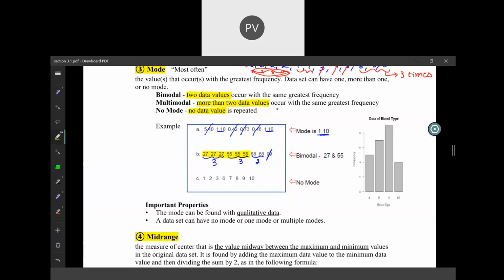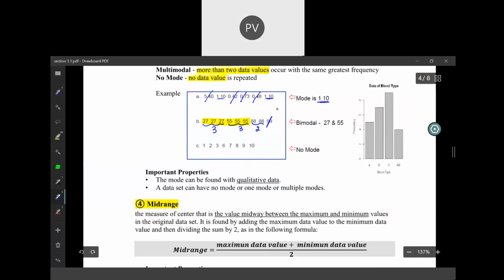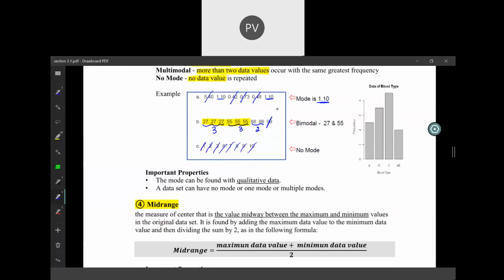Next example. 1 is not repeated, 2 not repeated, 3, 6, 7, 8, 9, 10. These values are not repeated. So we call that no mode. There is no such number which is repeated more than once.